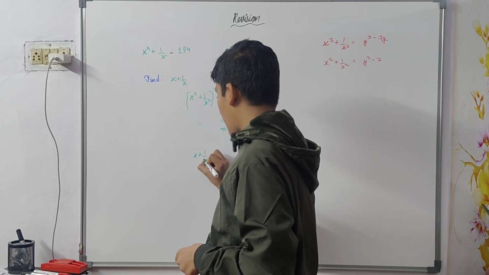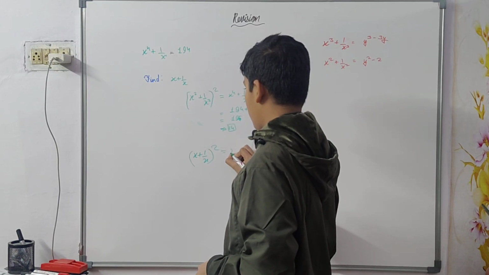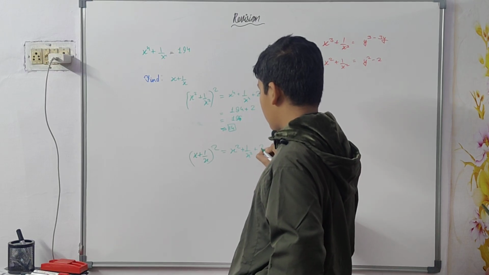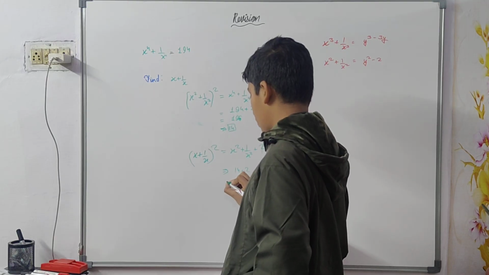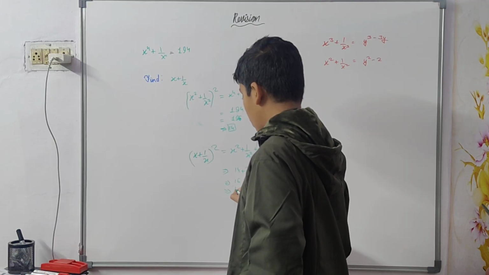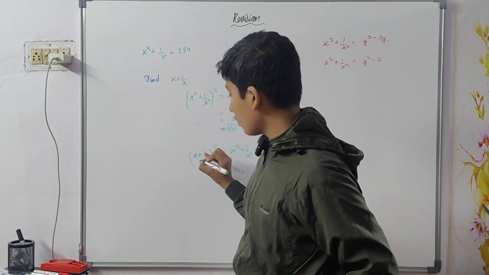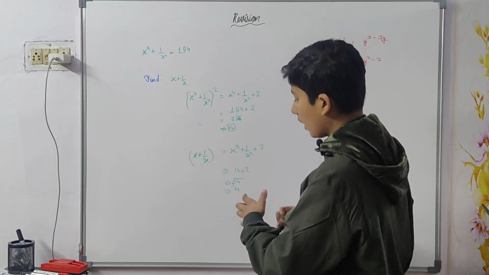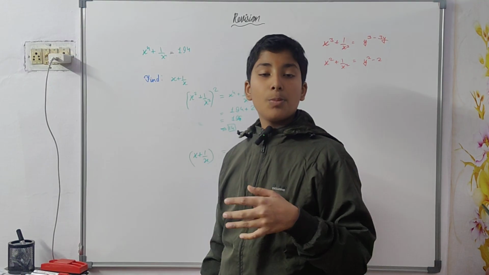x plus 1 by x whole square equals x square plus 1 by x square plus 2, which equals 14 plus 2, which equals 16. So x plus 1 by x equals 4, because you take the root of 16 to find out this value. Our answer has come the same as always, so you can do it just by the trick I told you.